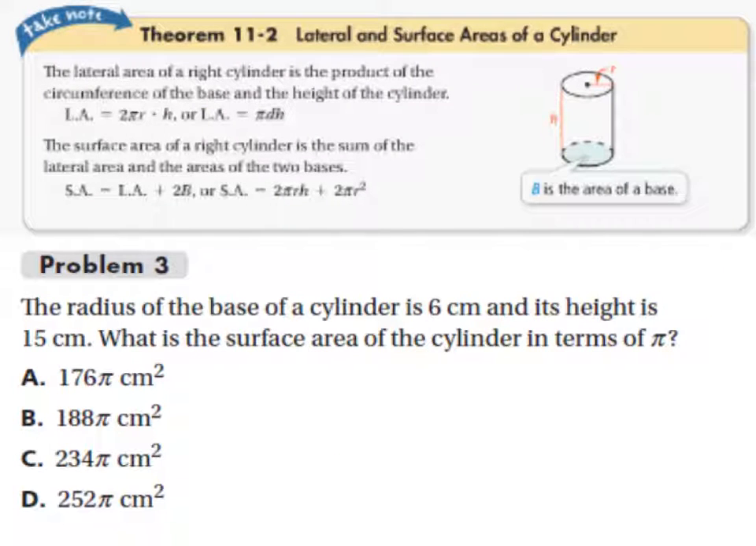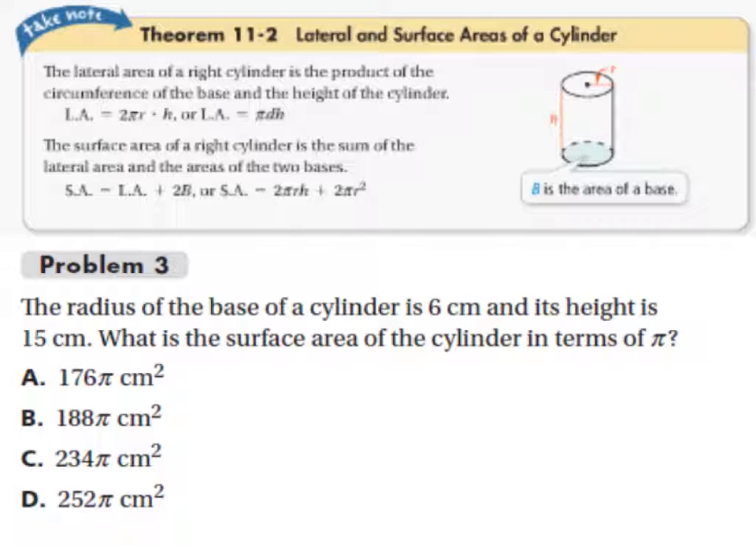Next, we're going to be talking about Theorem 11.2, lateral and surface area of a cylinder. Okay, so a cylinder is a prism that has a circle as the two bases. So now the lateral area of a right cylinder is the product of the circumference of the base and the height of the cylinder. That is the same thing as what we talked about with the prism. We did perimeter times height for the prism. Well, the circumference is just the perimeter of a circle.